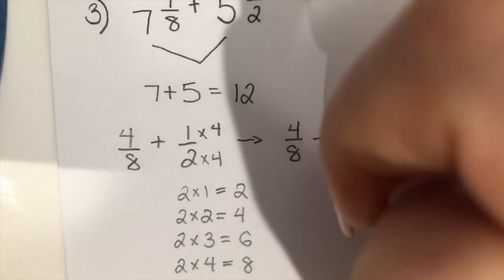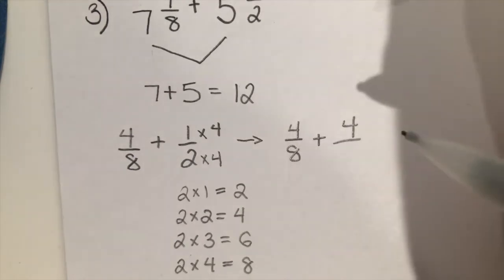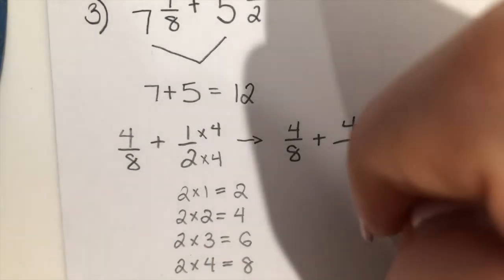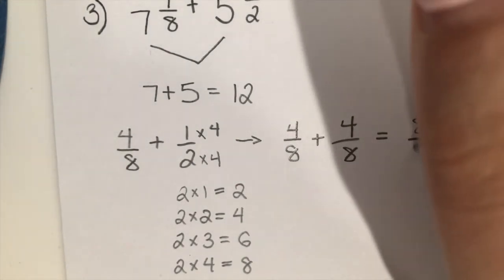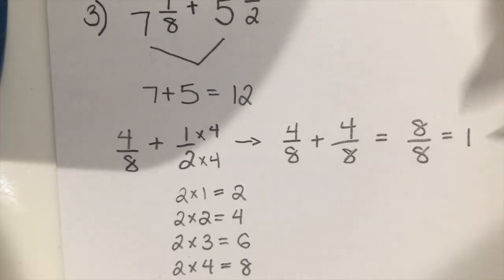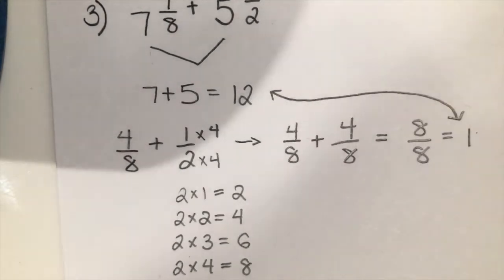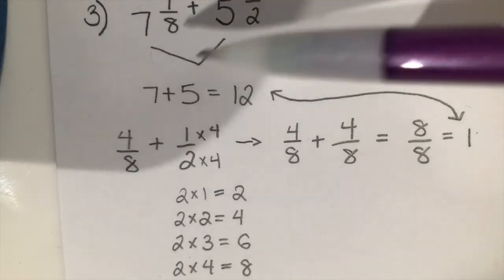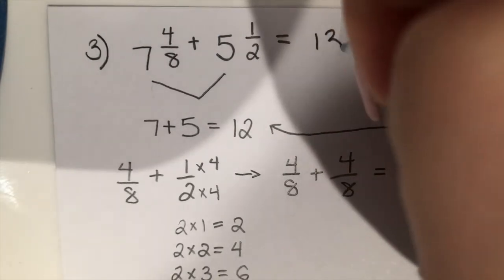plus, now we're going to do 1 times 4, which is 4, then 2 times 4, which is 8. Then we get 4 over 8 plus 4 over 8. So 4 plus 4 is 8, and then bring the 8 down. Anytime you have a number over the same number, it's going to end up being 1 because you're dividing the number by itself. Therefore, you're going to have to take your whole number and add it to that 1. That means the answer to question 3 is going to be 13 because 12 plus 1 equals 13.